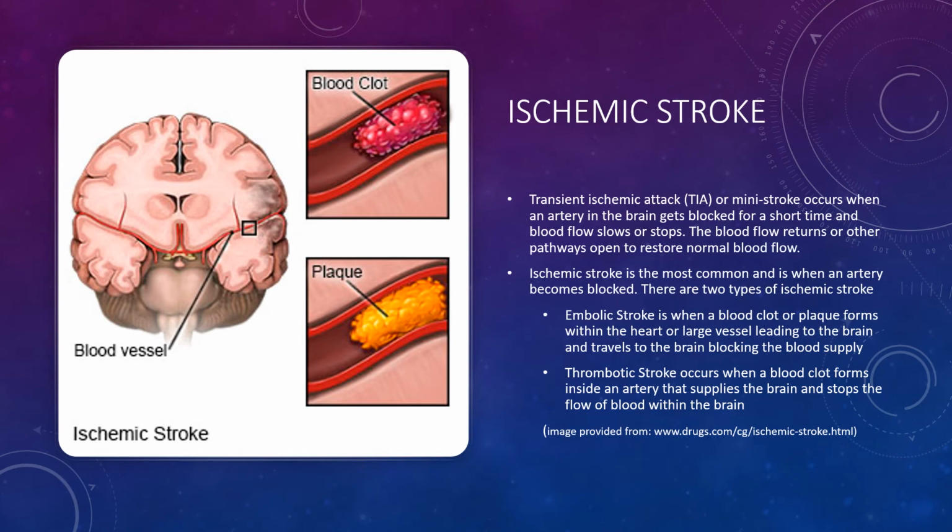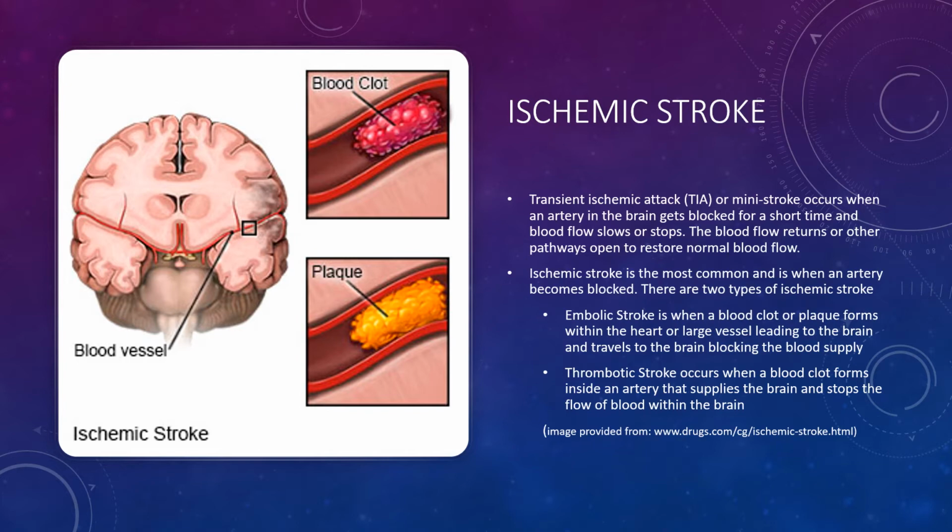The first type of stroke that we'll talk about are ischemic strokes. You have a transient ischemic attack or mini stroke, which occurs when an artery in the brain gets blocked for a short period of time and the blood flow either slows or stops. The blood flow returns or other pathways open to restore normal blood flow.